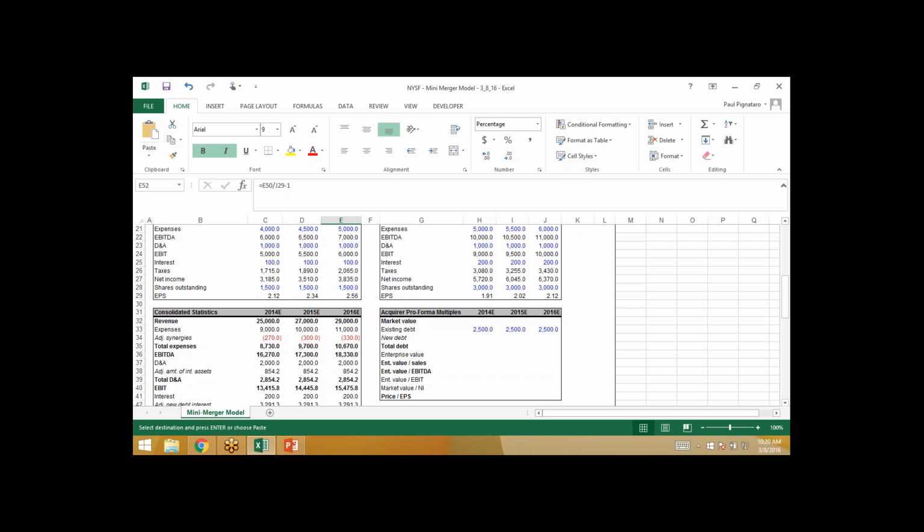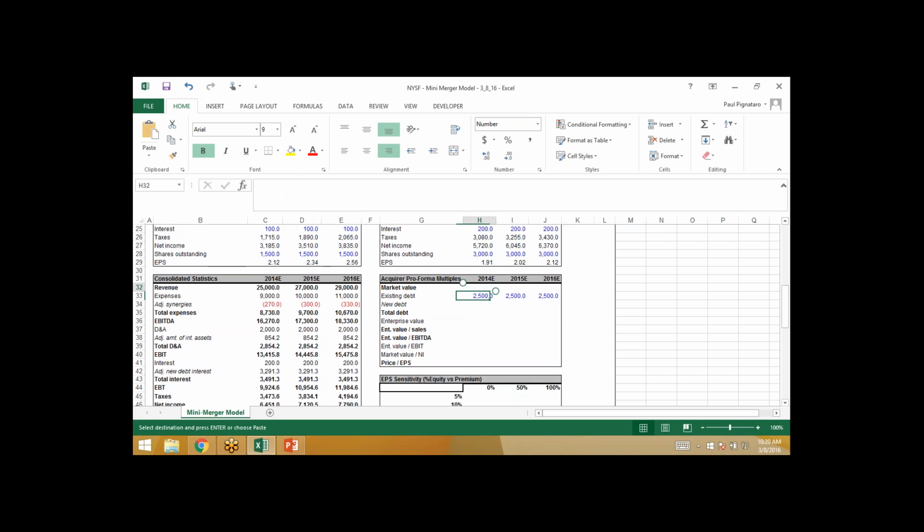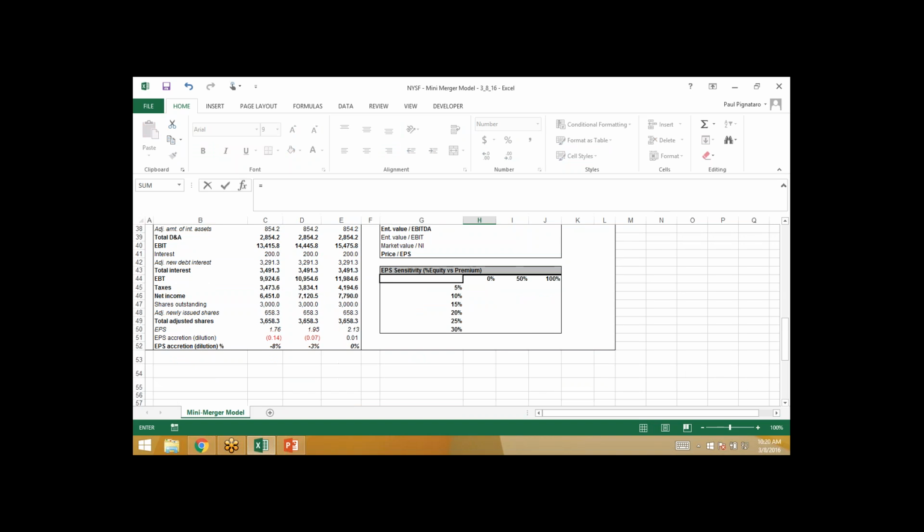Let's look into that more. Before we do that, let's just run now the companies together. We have acquirer pro forma multiples. Let's look at how the new company combined will trade in the market. In other words, the market value is the new market cap. How do we get that? It's the new shares, the 3658.3, times, and let's assume the company is going to continue to trade at the same price that the acquirer has been trading at.